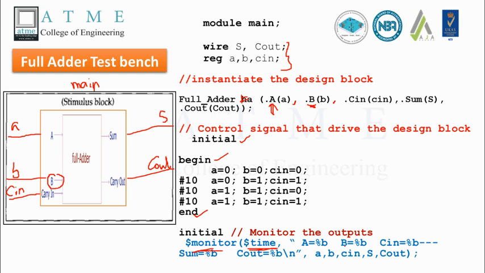So I am printing A equals, B equals, C in equals, and sum equals and C out equals. All the values are displayed in binary format, so that's %b. After closing the double quotes, separated by commas, mention the stimulus block variables which correspond to each signal. A corresponds to small a, B corresponds to small b, C in corresponds to c in, S sum corresponds to s, and C out corresponds to c out. Therefore, the values acquired by these variables in the stimulus block will be displayed accordingly.